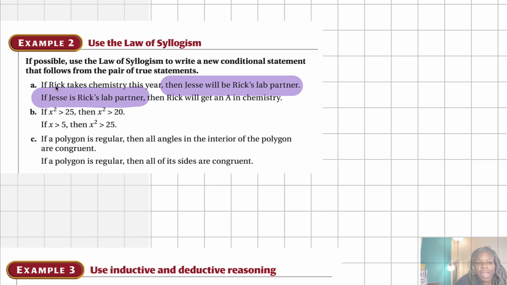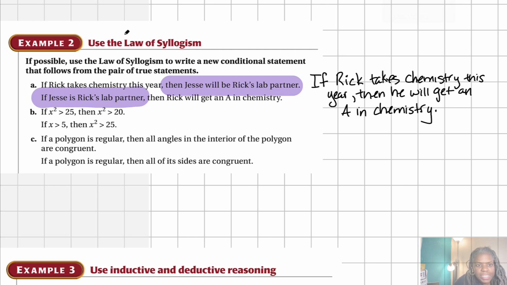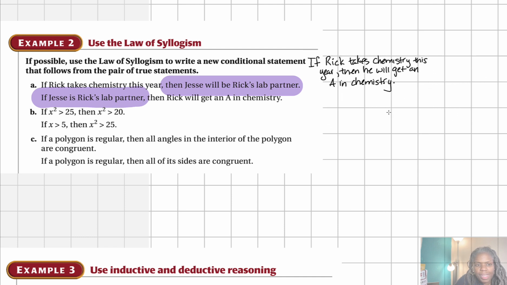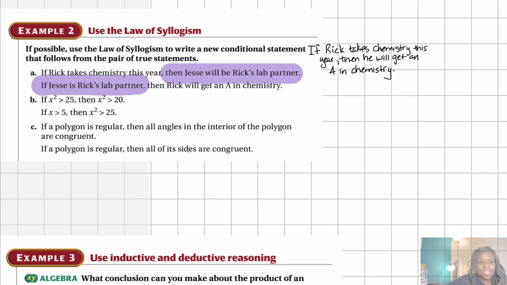So now I'm going to write, if Rick takes chemistry this year, then Rick will get an A in chemistry. So if he takes chemistry this year, he's going to get that A based on the idea that both of those statements are true. I'm going to put this out of the way and let's go on to the next part.